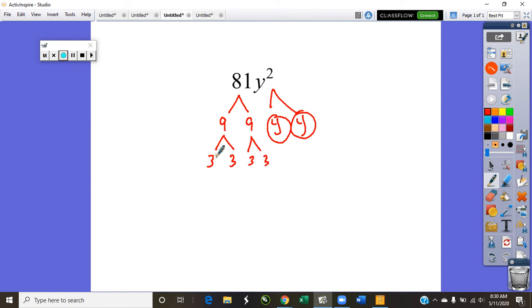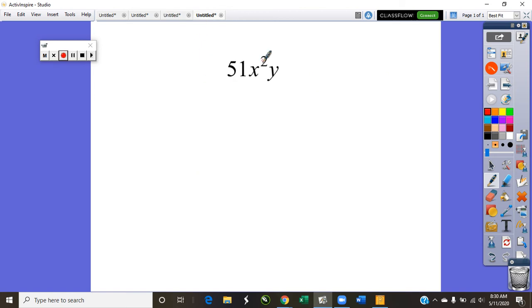Now, is 3 prime? Yes, 3 is prime. That's when you circle the numbers. So when I write this out, the prime factorization of this monomial would be 3 times 3 times 3 times 3 times y times y. Hopefully this is making sense to you guys. All right, let's take a look at one last one. Now, this one is a little bit different in that it has an extra variable.